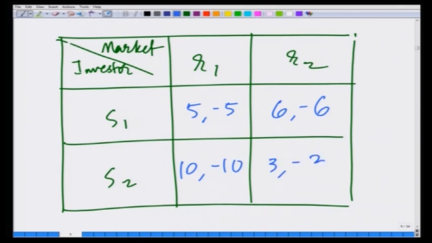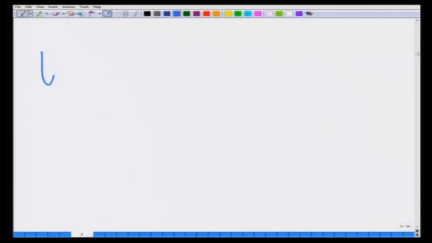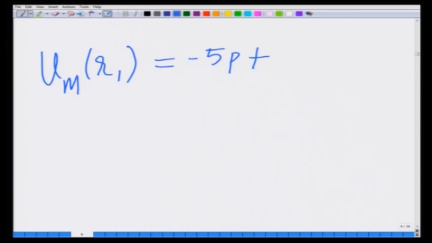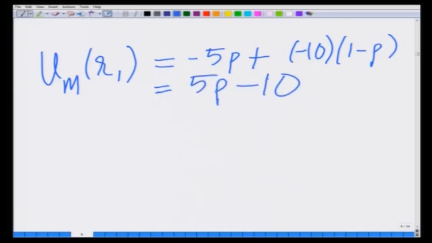-10, 3, -3, and let us say the investor is mixing with probabilities P and 1 minus P. If the market always chooses rate 1, that is if it always chooses the previous year, then its payoff is -5 times P plus -10 times 1 minus P. So, if the market M always chooses rate 1, then its payoff is -5 times P plus -10 times 1 minus P, which is equal to 5P minus 10.